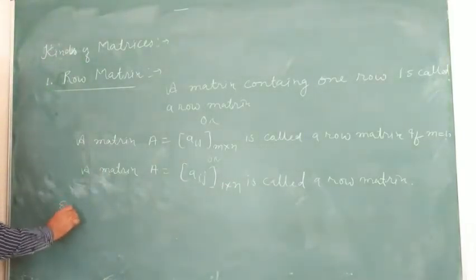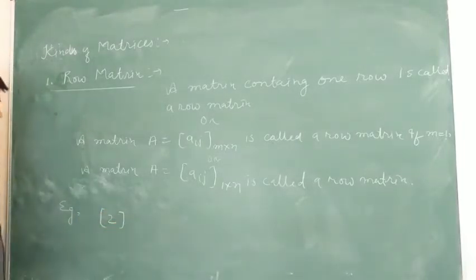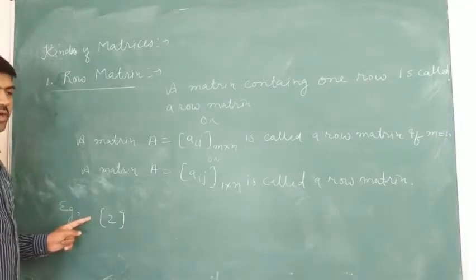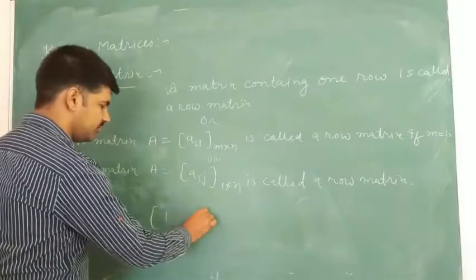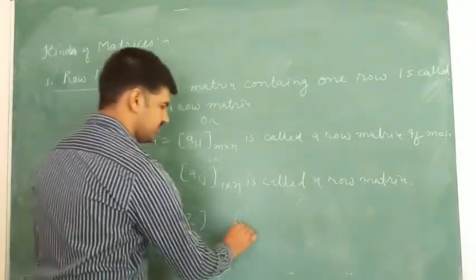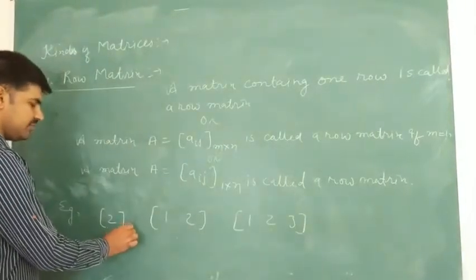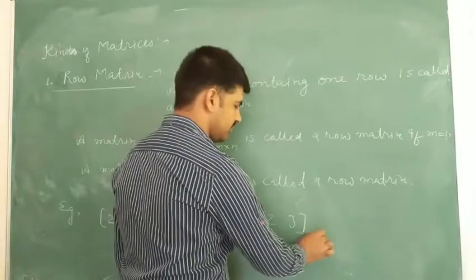Example. If I take, suppose this one, is it a row matrix? Yes, it is a row matrix, as there is only one row in this particular matrix. Is it a row matrix, 1 2? Yes, it is a row matrix. Is it a row matrix? Yes, it is a row matrix. So this is a row matrix of order 1 by 1, this is a row matrix of order 1 by 2, this is a row matrix of order 1 by 3.